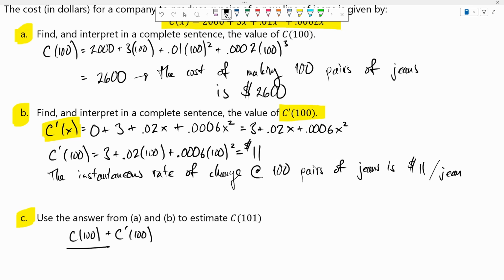This was the cost to make 100 jeans, right? And this was the instantaneous rate of change at 100 pairs of jeans. So essentially saying, if I make one more pair of jeans, how much more will it cost me? Does that make sense? 2,600 for making 100 pairs of jeans, plus the 11, right, for that instantaneous rate of change. So a good estimate for the cost of 101 pairs of jeans is going to be 2,611. Okay? Boom.